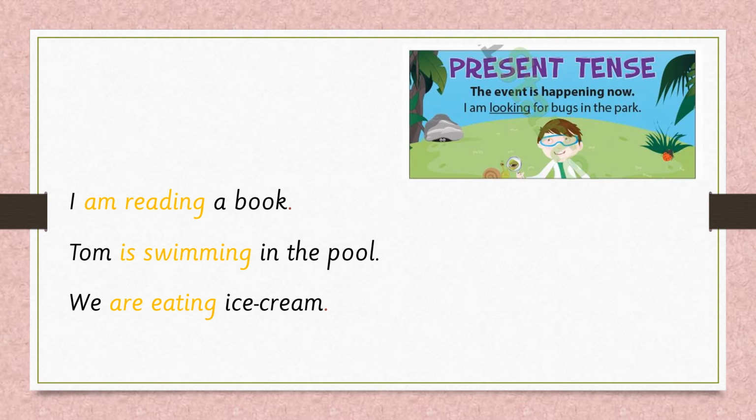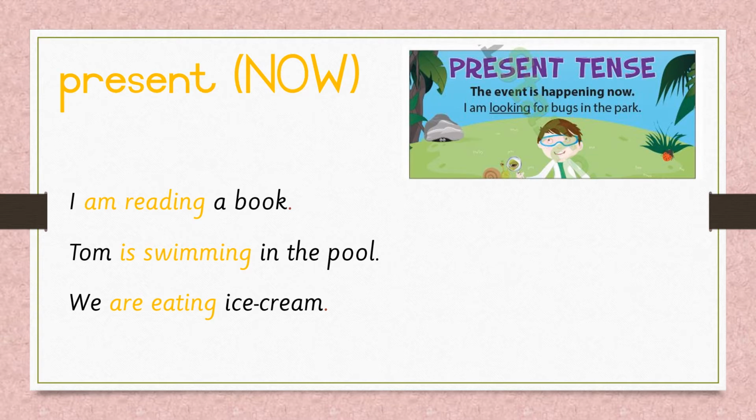Let's move on to present tense. So present meaning now. What is happening now? Let's have a look at the sentences. I am reading a book. The words in yellow, am reading, meaning it's happening now. If you had said, I was reading a book, then you would think, oh, was, that's past tense. But this says, am reading, meaning it's happening right now.